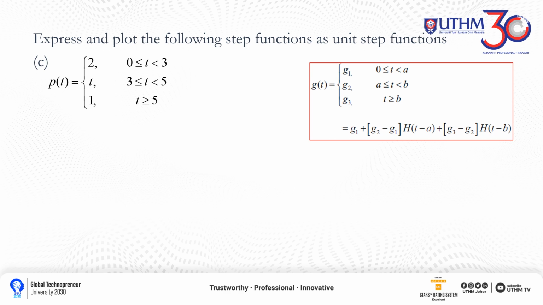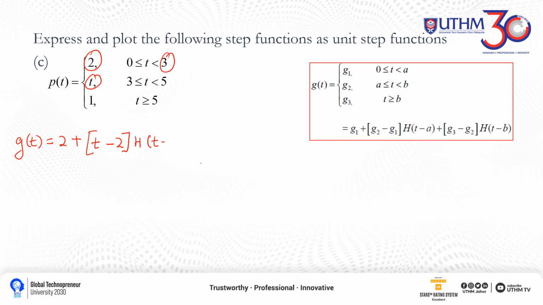Question C also has 3 values of step function. You can use the formula on your right as a guideline in solving the unit step function. Now, let's look at it. Gt equals G1. So this is your G1, equal to 2, plus G2 minus G1. G2 is t, minus G1, which is 2. Multiply with hash t minus a.